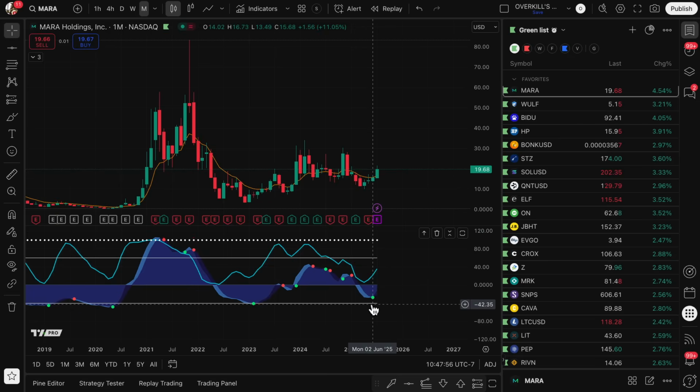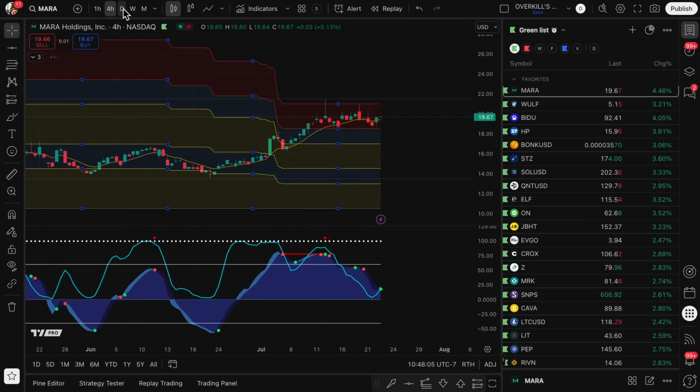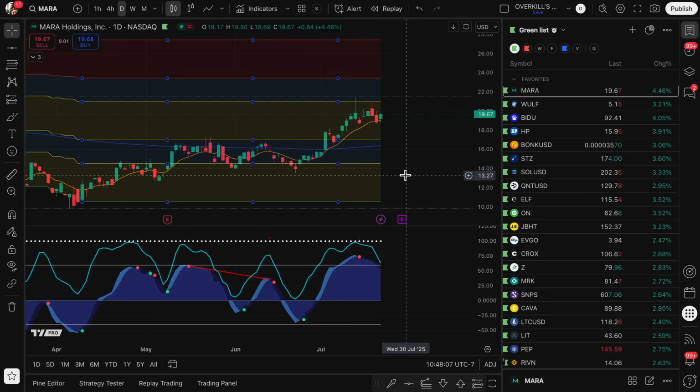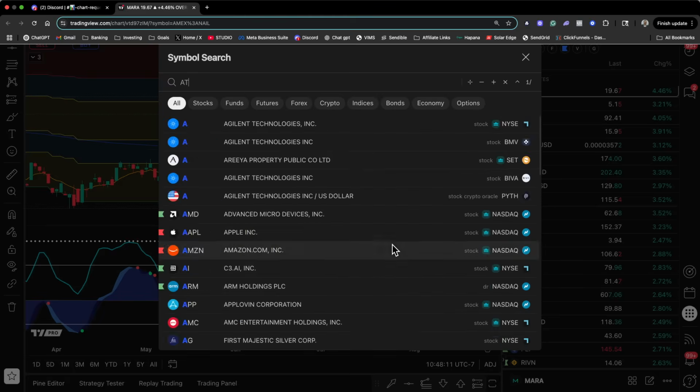Monthly alert here, boom. Right there at 1350. We got that last month. Mara's doing good. So again, we're looking for the daily and the 4-hour dots here on pullbacks for entries. Target on that is anywhere from 24 to 28. We got ATH.